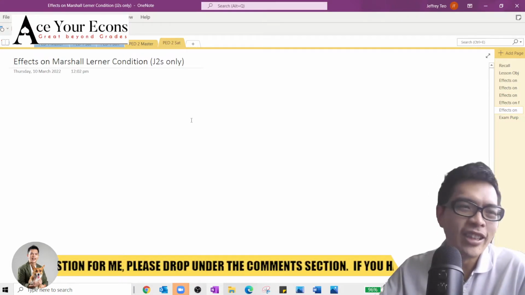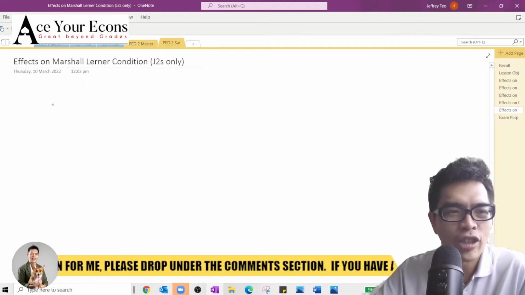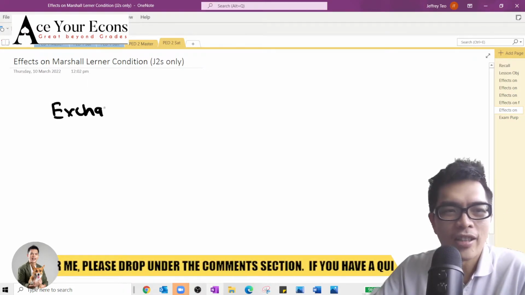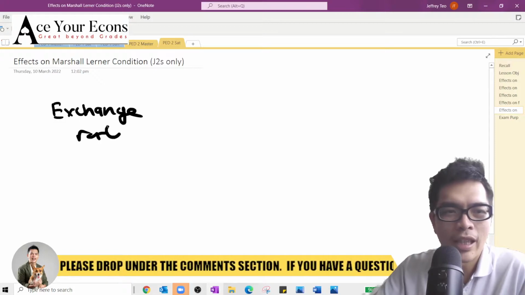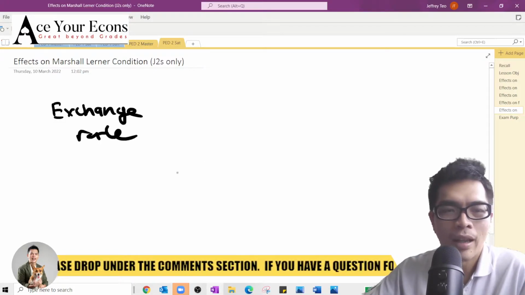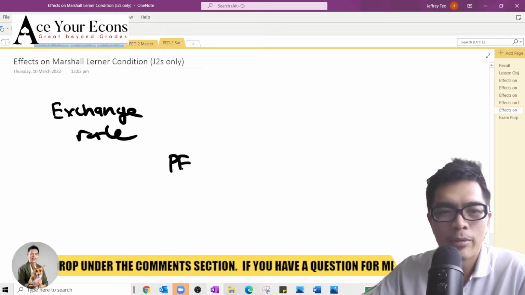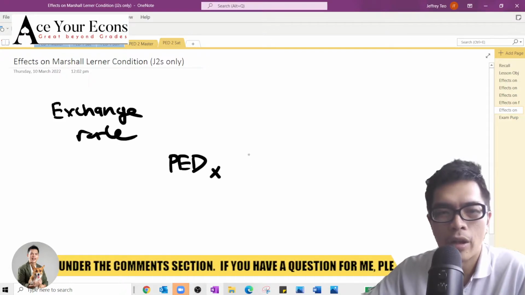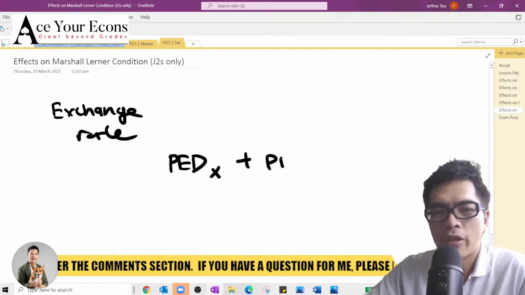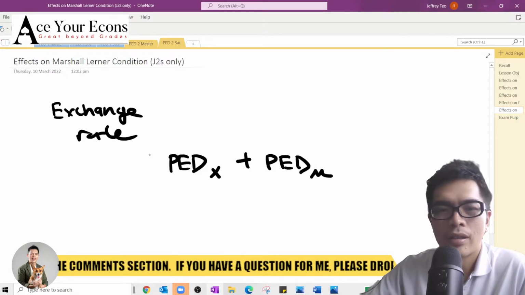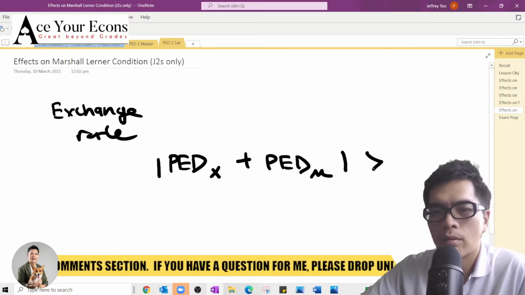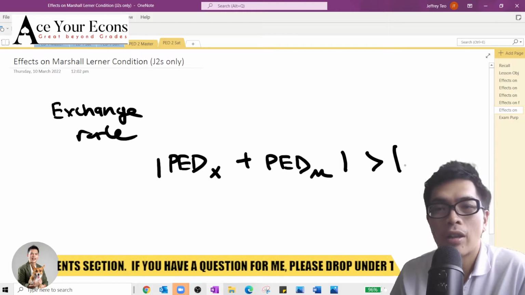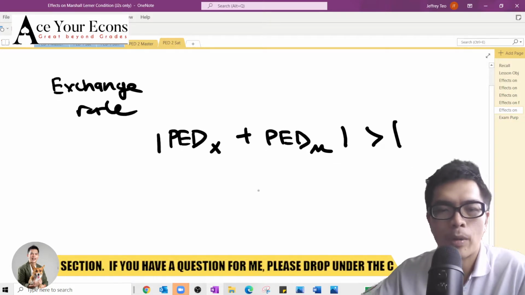So Marshall Lerner Condition, we are concerned about the exchange rate. When there's an exchange rate appreciation or depreciation, we need to make an assumption that the PED of your exports summed up with the PED of your imports, the modulus, is greater than 1, in order to affect your net exports.